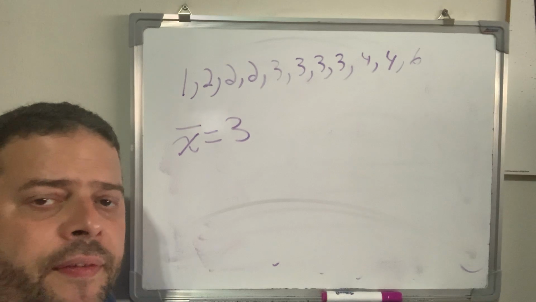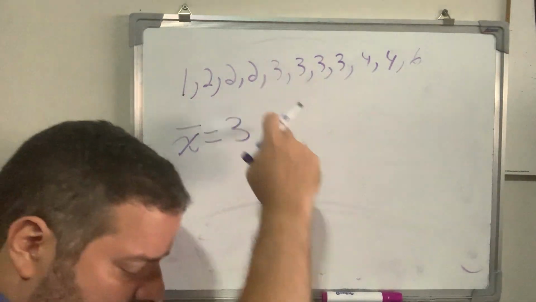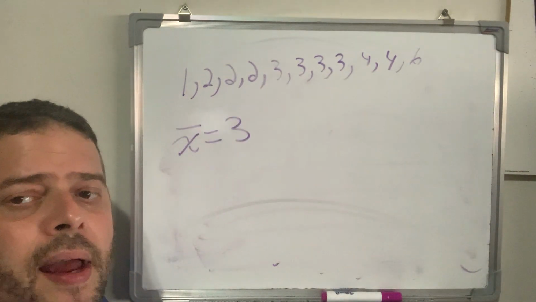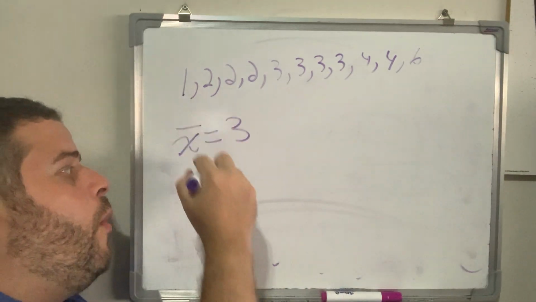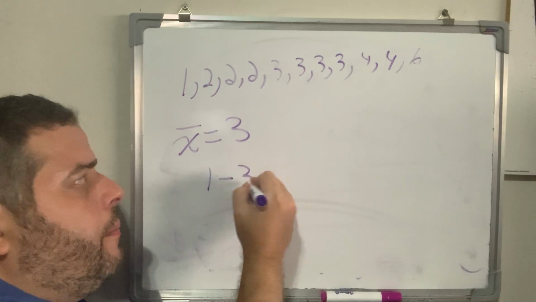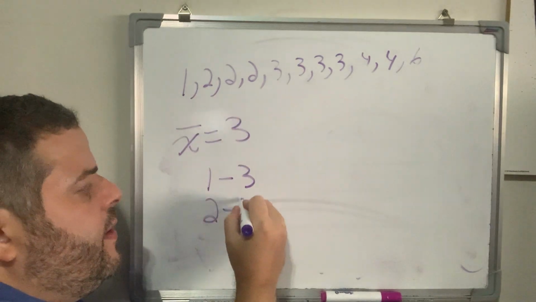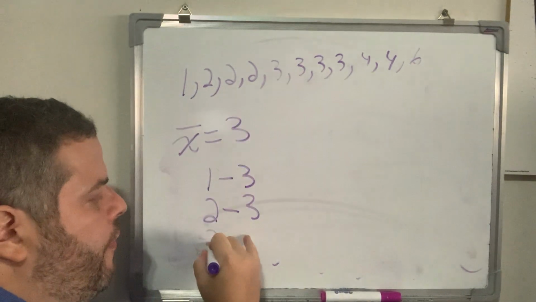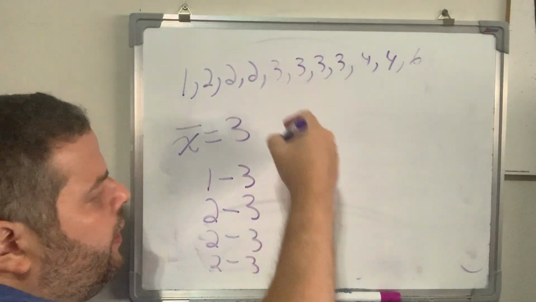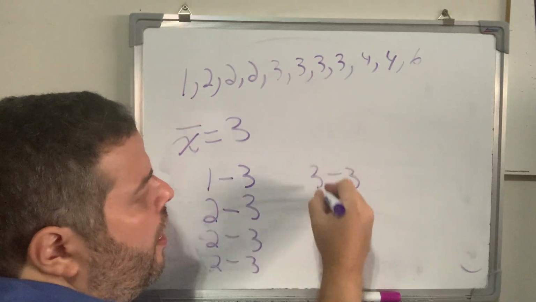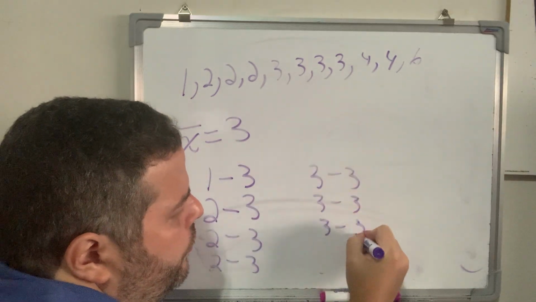The next step is you take each and every value and subtract the mean from that value. So how far away is this number from the mean? And you continue doing this for all values.